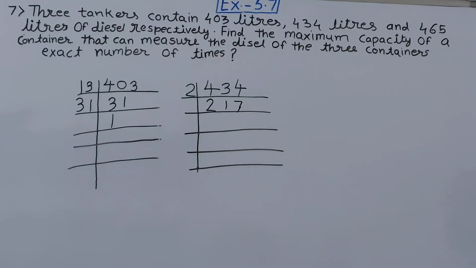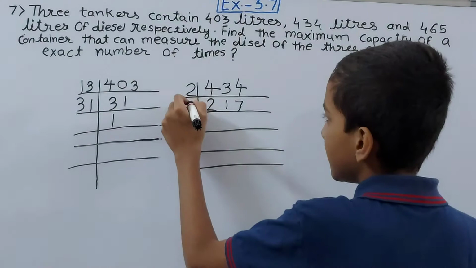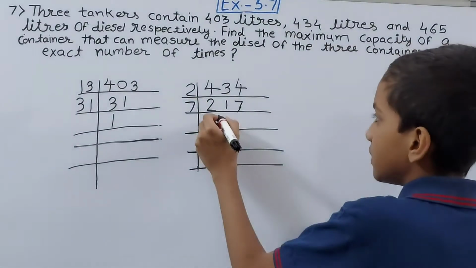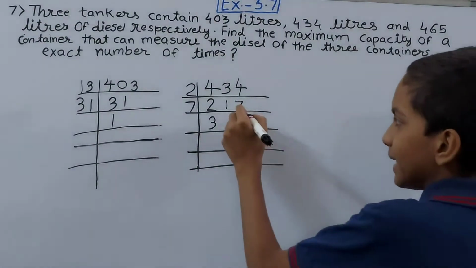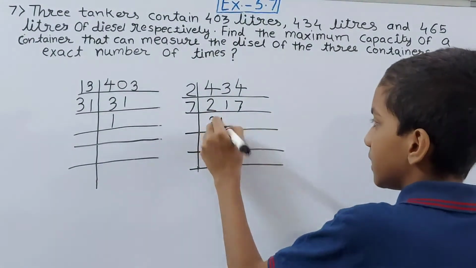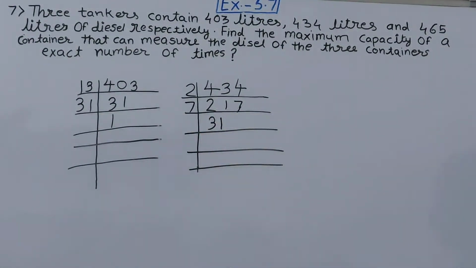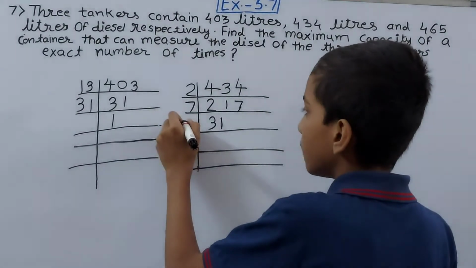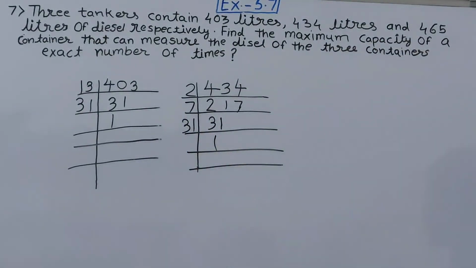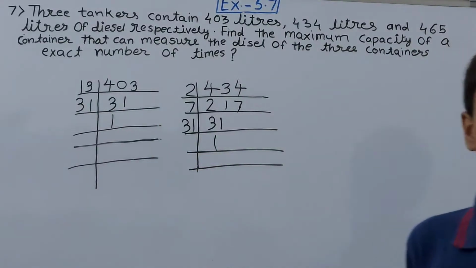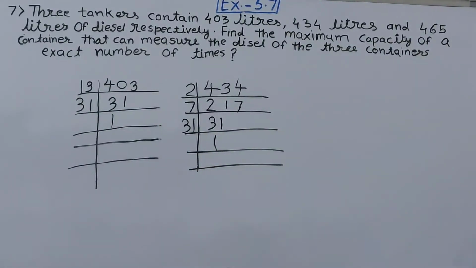Now friends, look for a factor here of 217. So the factor of 217 is 7. Okay, so 21 will go 3 times, and this 7 will go 1 times by the table of 7. Now we have 31. So 31 will go 1 times by the table of 31. As you know, here also we have taken 31, then we have got 1.